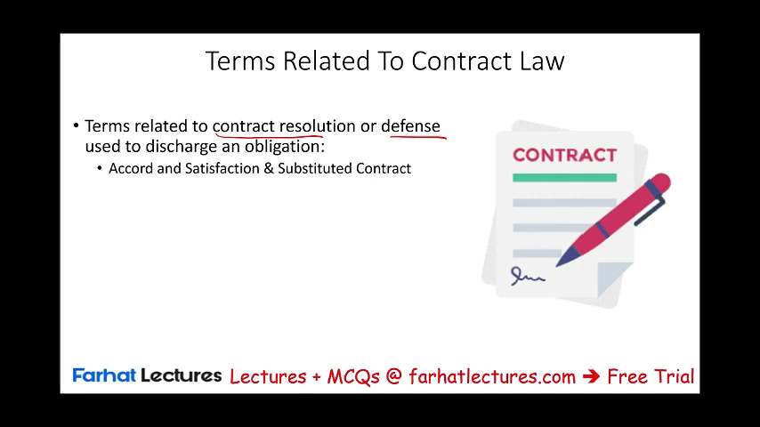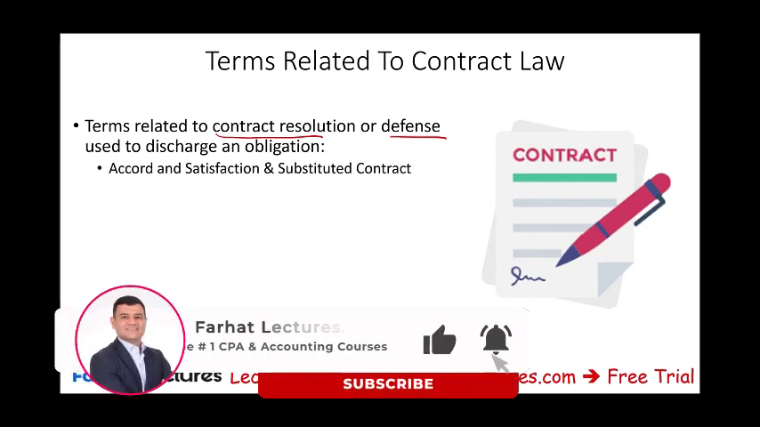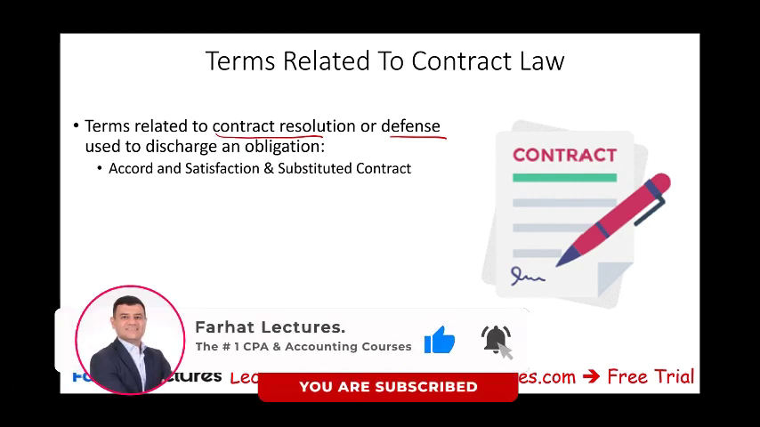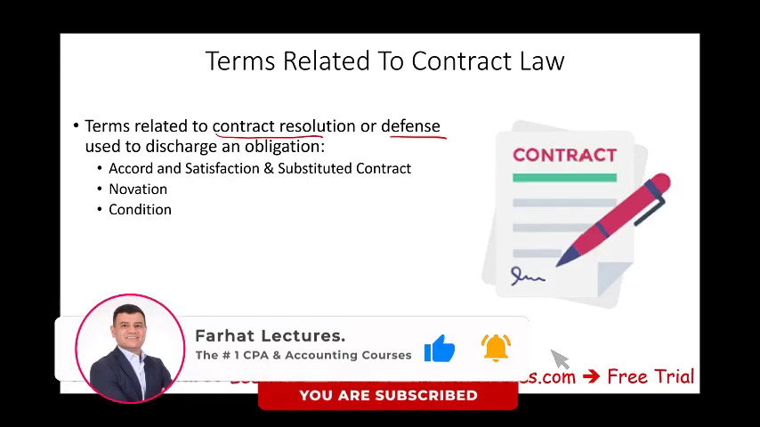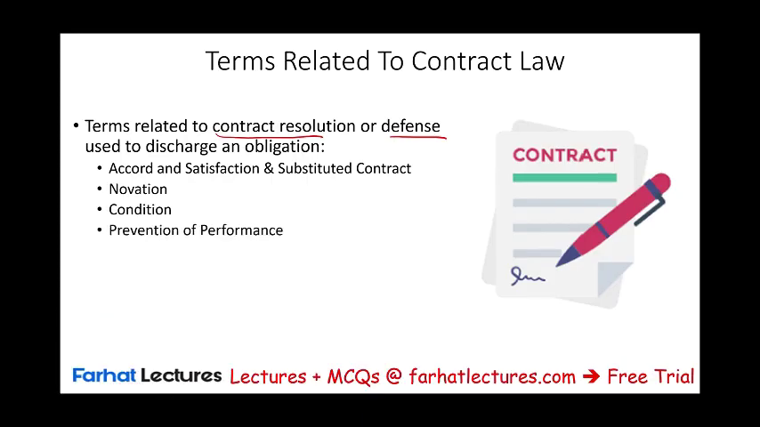contract. Well, the terms are accord and satisfaction, substituted contract, novation, condition in a contract, prevention of performance, parol evidence rule. Those are the terms that we need to discuss, and you need to be familiar with them if you are studying for your CPA exam. Let's go ahead and get started.